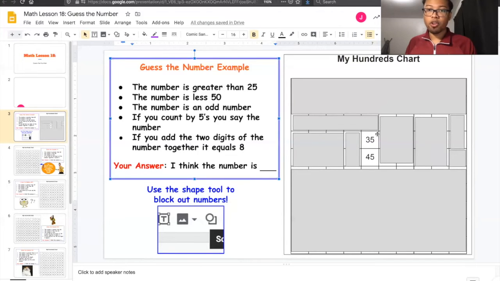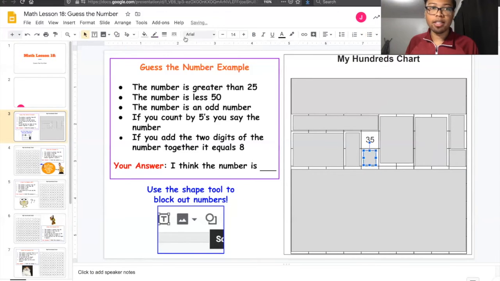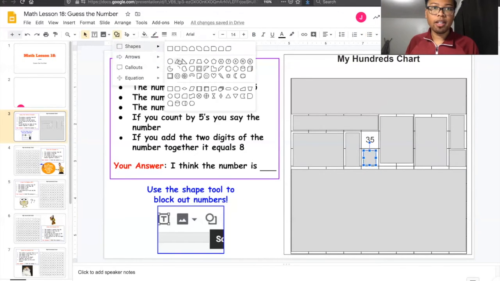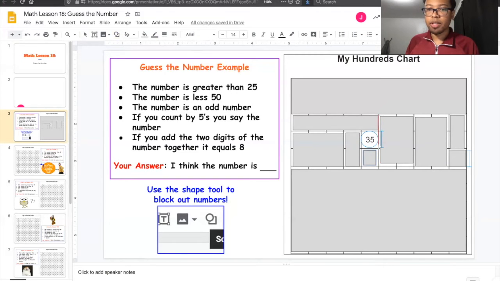But let's make sure 35 is the right one, even though I know I can eliminate this one right off the bat. 3 plus 5 gives me 8. So the sum of the digits, 3 plus 5, equals 8. So I know my number and my answer is 35. So I can cross this one out. And just for fun, why don't I go ahead and circle this one as the winner?